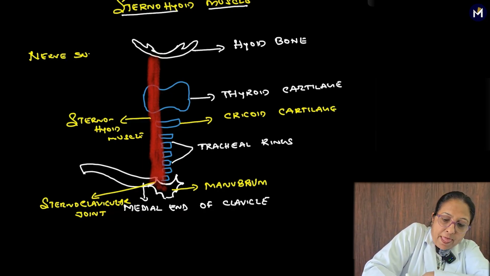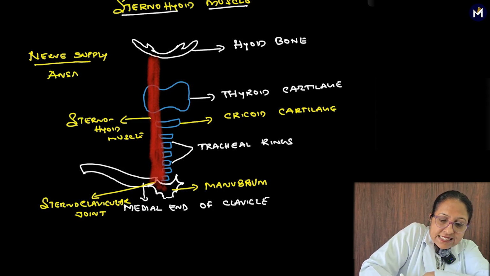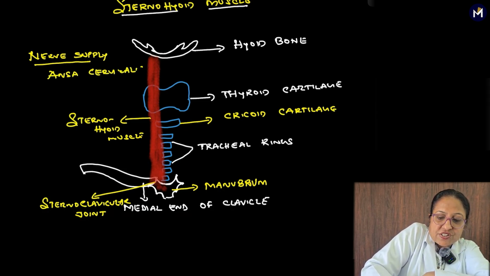joint. Insertion is to the lower part of the body of the hyoid bone. Now that you know the origin and insertion, what is the nerve supply? The nerve supply of this muscle is the ansa cervicalis. This is the nerve supply.